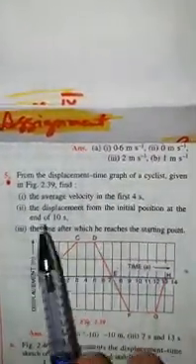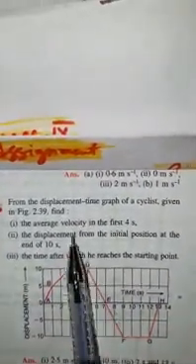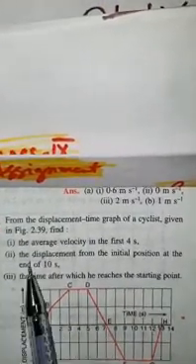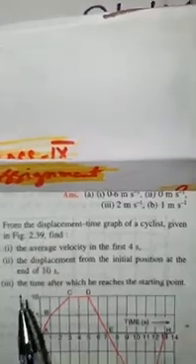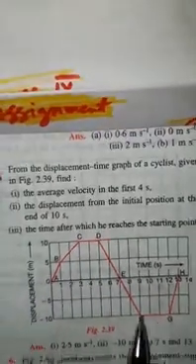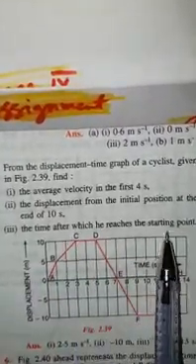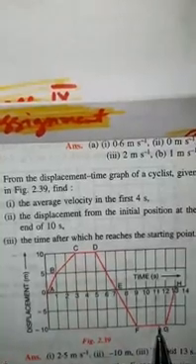Next question. From the displacement time graph of a cyclist given in this figure, see this figure, what you have to find: the average velocity in the first 4 seconds, the displacement from the initial position at the end of 10 seconds, and the time after which he reaches the starting point. See this figure.